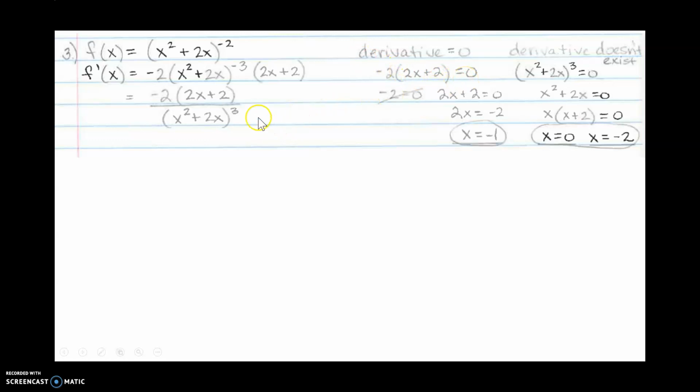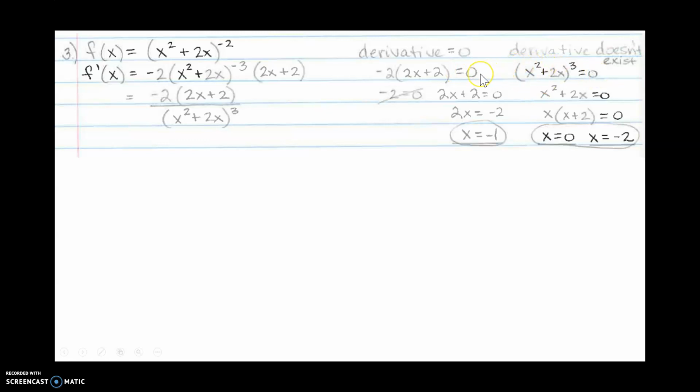The only place this derivative doesn't exist is what's not in its domain. Your domain is going to be all real numbers unless one of two things happens: you have a fraction or a radical. I have a fraction. So we're going to say that our denominator cannot be equal to 0. So where the derivative doesn't exist is where the denominator equals 0.